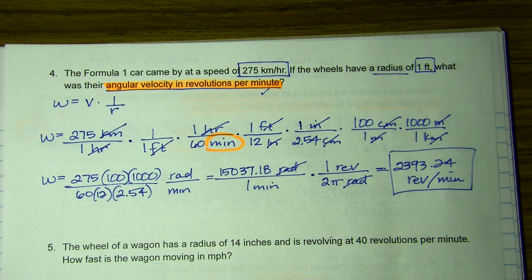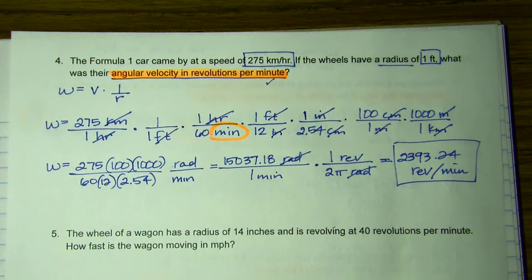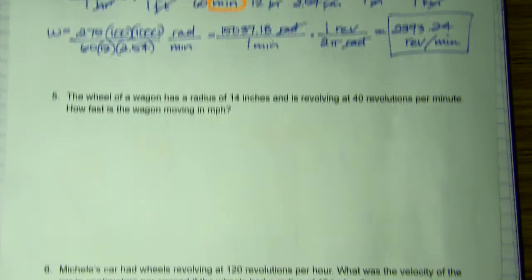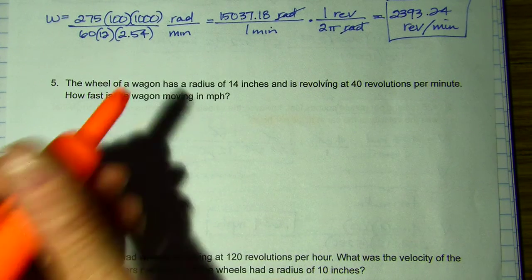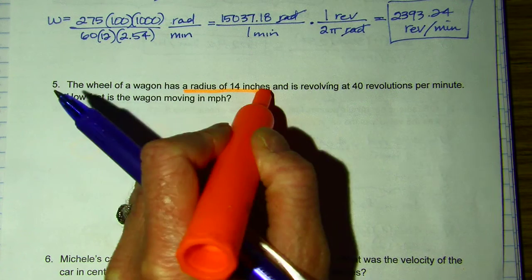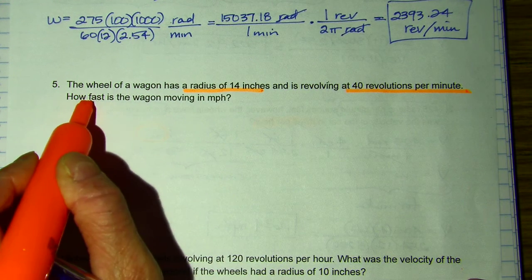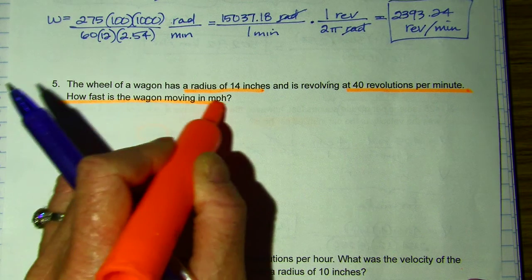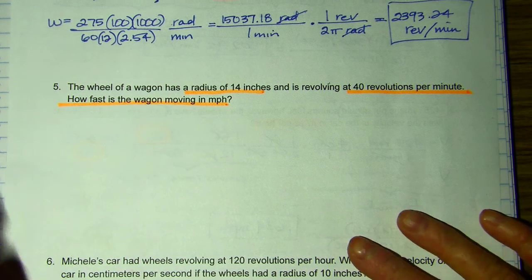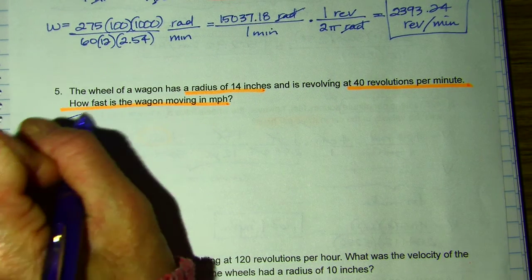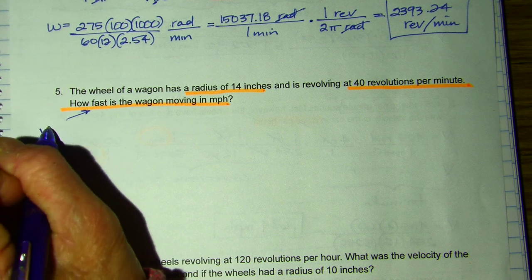So I had to convert it from radians to revolutions. So that one's pretty hard. Number 5, the wheel of a wagon has a radius of 14 inches. It's revolving at 40 revolutions per minute. How fast is the wagon moving in miles per hour?